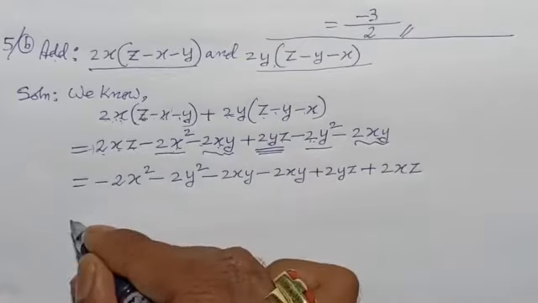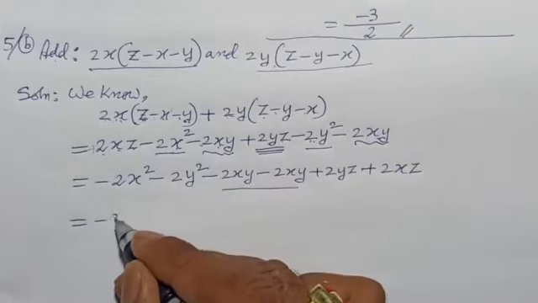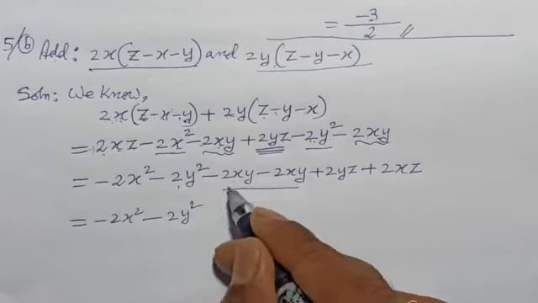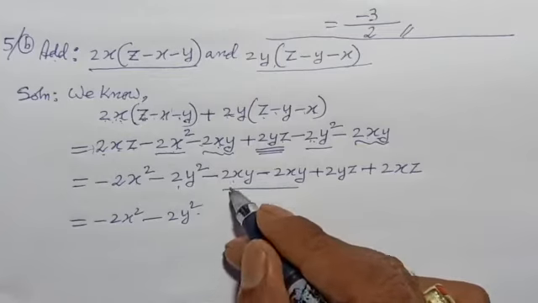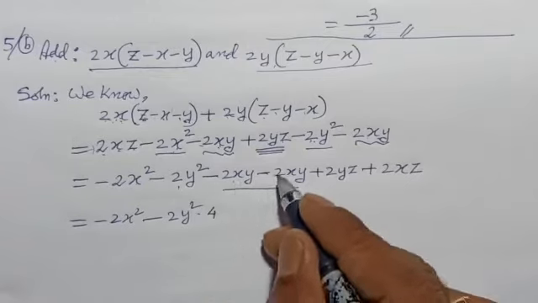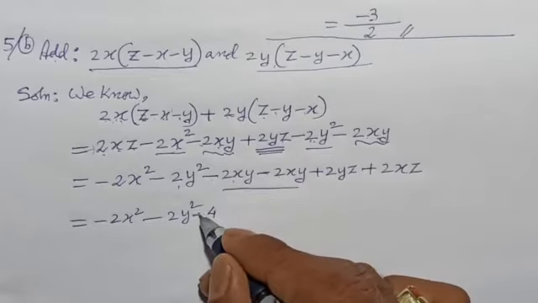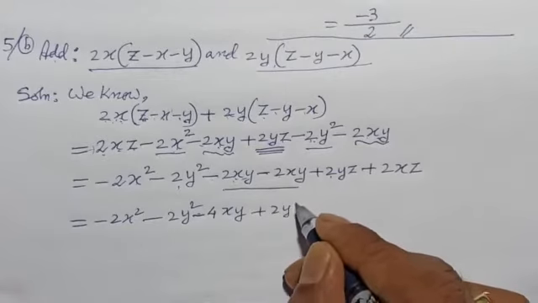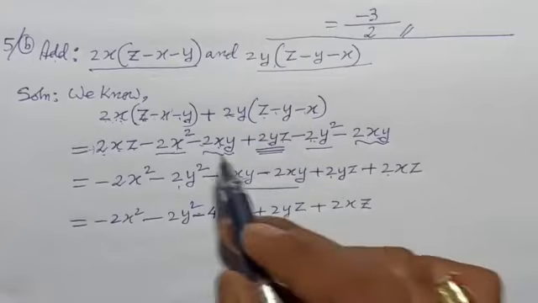Next step. Here, these two are like terms. Minus 2x square, writing this, after that this minus 2y square. After that, these two have the same sign, so we will add. If we add this together, we'll get 4, and we have to take the bigger sign, but here the two numbers are the same, so we can take any sign. Let's take this sign, minus xy, then plus 2yz plus 2xz, and this is the answer. I hope you can understand that.